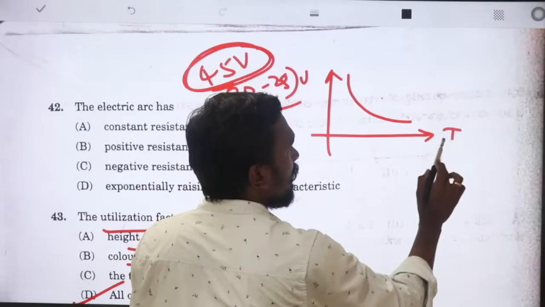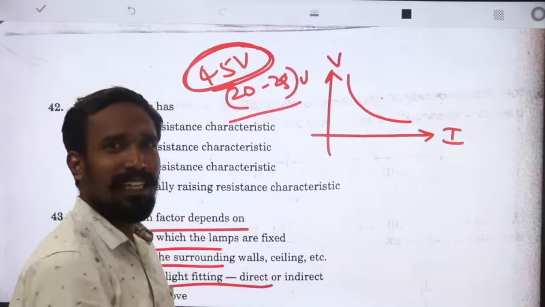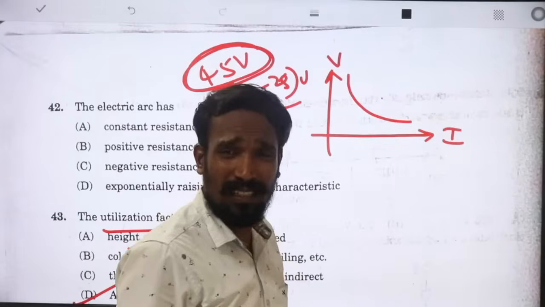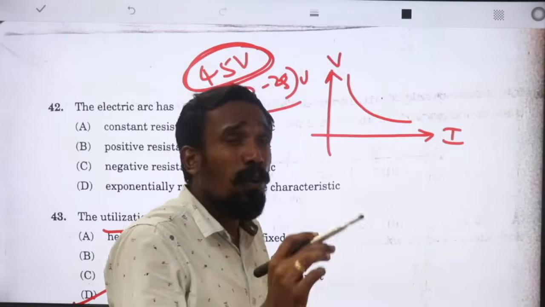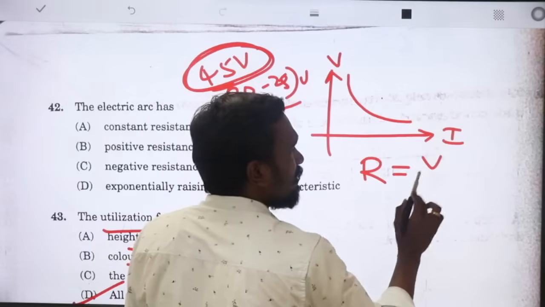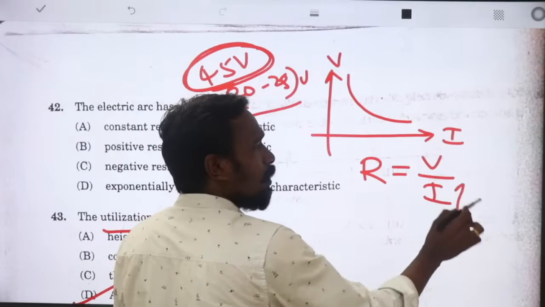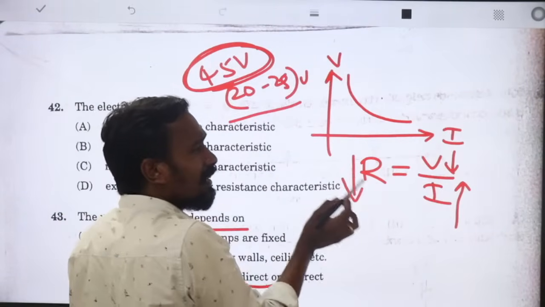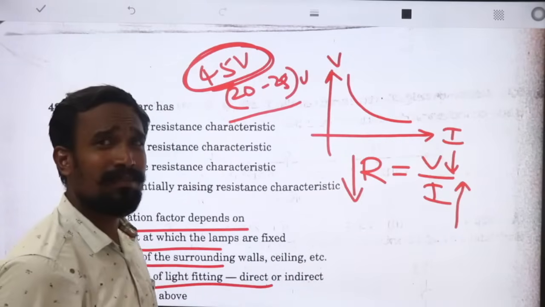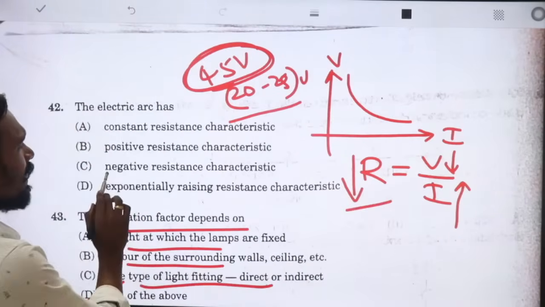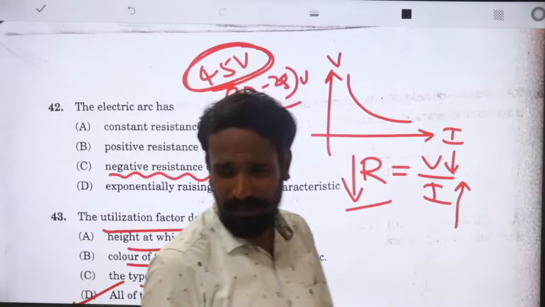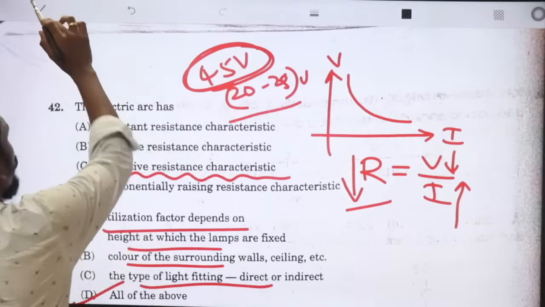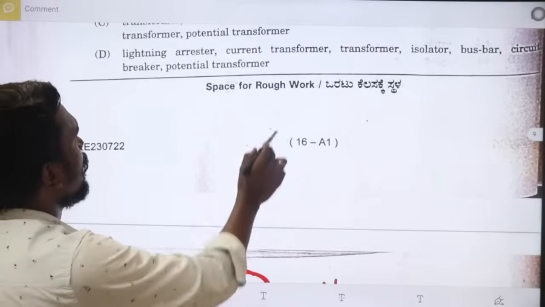When the current is increasing, its voltage is decreasing. Here the current flows through the gap, that is called the arc. When the current is more, the resistance is less, as well as the voltage decreasing. When the voltage is decreasing, current is increasing, and resistance is decreasing. Resistance decreasing is nothing but negative resistance characteristics. This is our answer, of course you know very well. I hope you gave the answer.